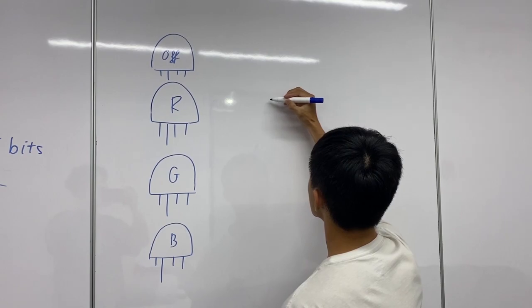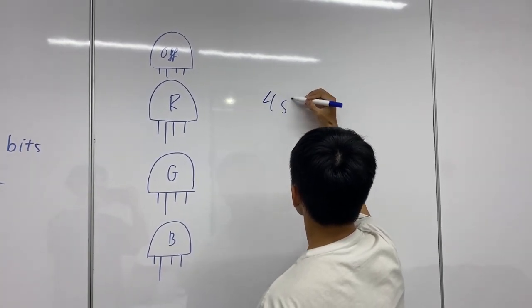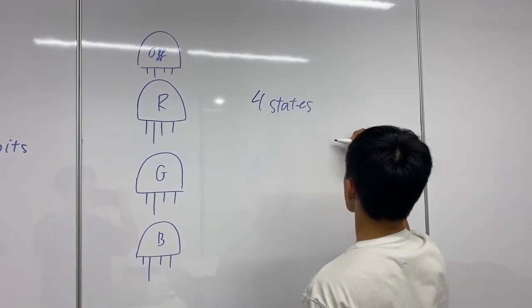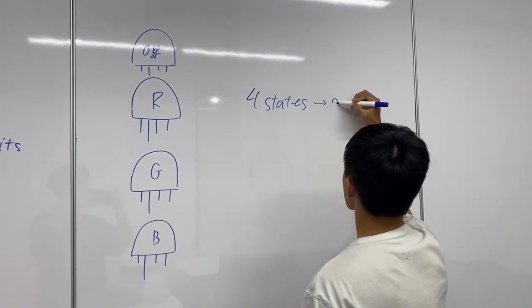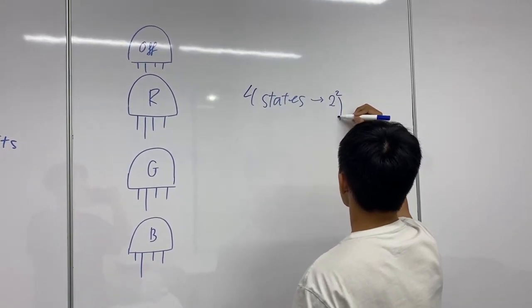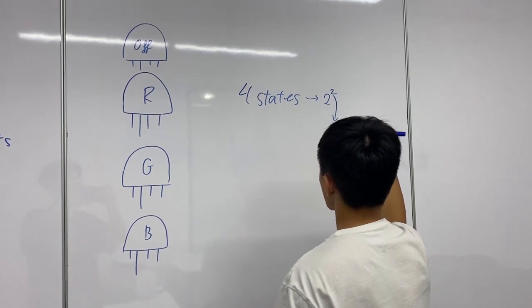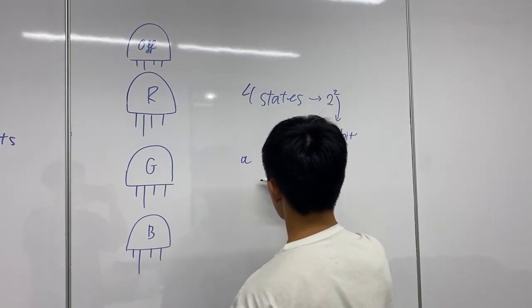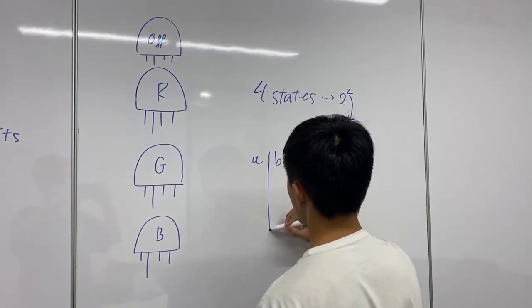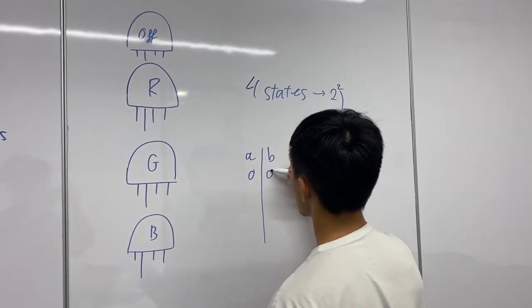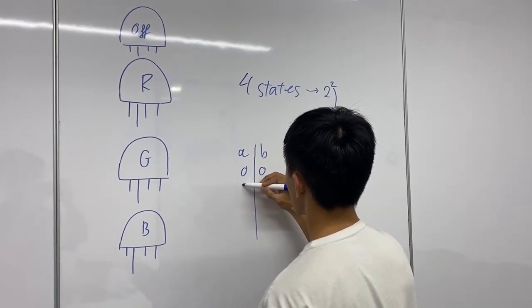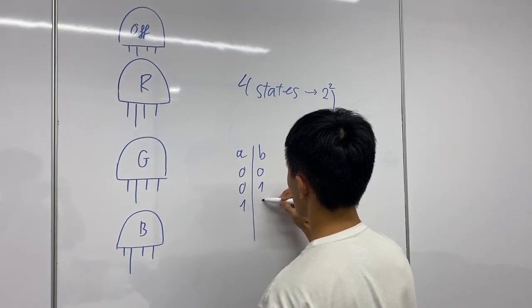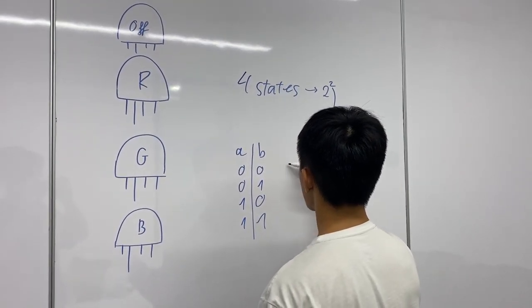So for every LED, we have 4 states. They are coded by 2 bits, which is A and B. For off, A and B would be 0 and 0. Red is 0 and 1. Green is 1, 0. And blue is 1, 1.